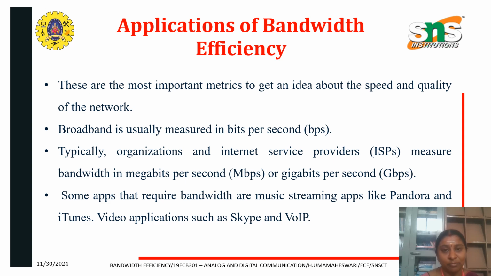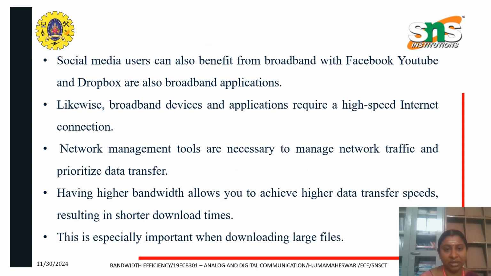The applications of bandwidth efficiency: these are the most important metrics to get an idea about the speed and quality of the network. Here the broadband is usually measured in bits per second. Typically, organizations and internet service providers measure bandwidth in megabits per second or gigabits per second. Some apps that require bandwidth are music streaming apps like Pandora and iTunes, then video applications such as Skype and VoIP.